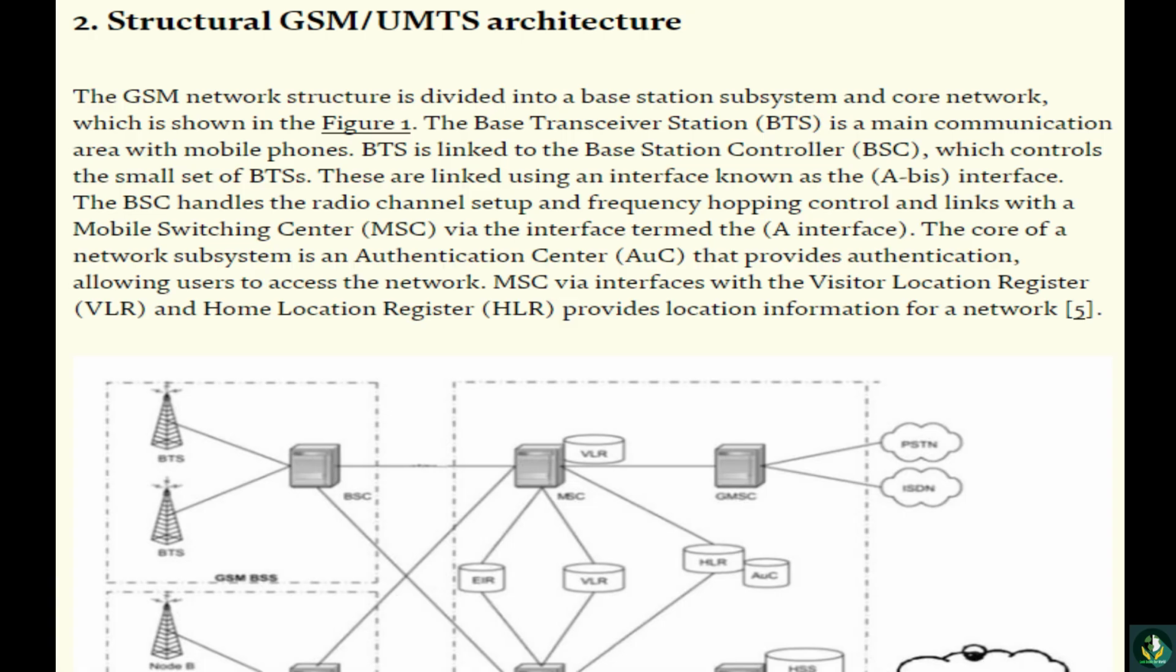Every LA and radio cell has a unique identifier named cell ID and LAC. A BTS covers a set of cells, and this is the structural GSM/UMTS architecture. The GSM network structure is divided into a base station subsystem and a core network, which is shown in the figure.